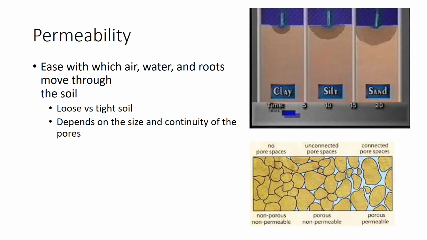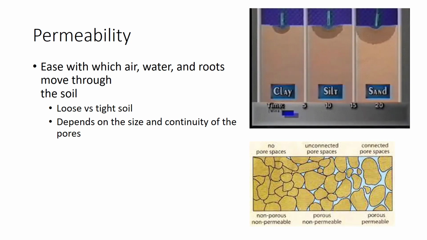Permeability is the ease with which air, water, and roots penetrate through soil. In highly permeable soil, water infiltrates soil rapidly and aeration keeps roots well supplied with oxygen. Roots grow through permeable soil with ease. We can think of permeable soil as being loose and impermeable soil as being tight.